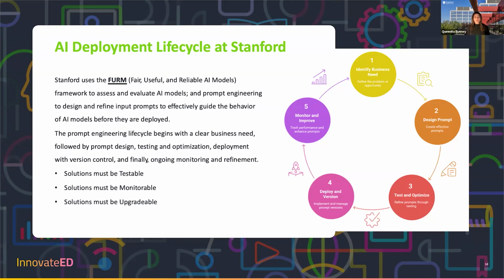This prompt engineering lifecycle begins first with a clear business need, followed by the prompt design, testing and optimizing of this design, deploying it with version control, and finally, monitoring and refinement. Now, something we make sure is that all solutions that we deploy are testable. It's not enough just to document the solution. We have to make sure we can test the solution and that the testing is repeatable.